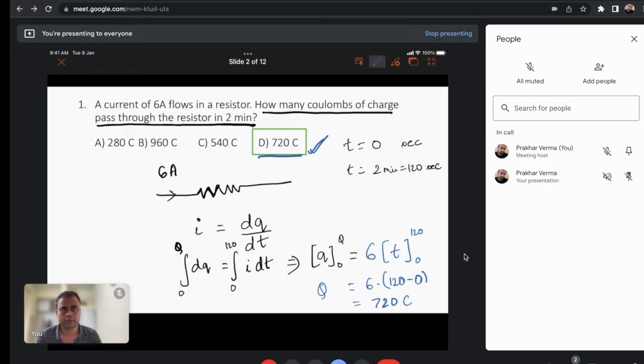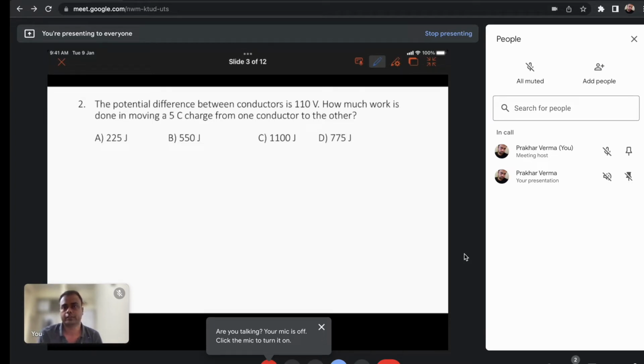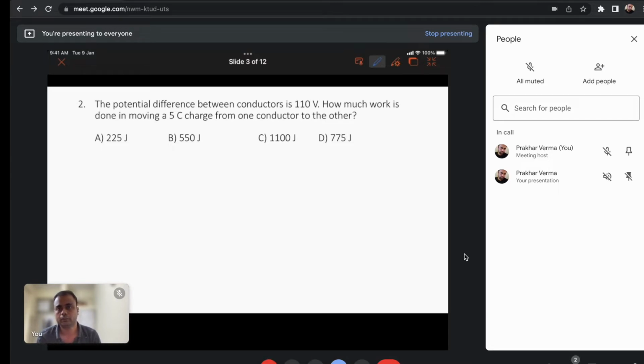Now moving to the next question, question number 2. The potential difference between conductors is 110 volt, and how much work is done in moving a 5 coulomb charge from one conductor to the other? Here there is a conductor and the potential difference across two terminals is 110 volts. How much work is done in moving a charge of 5 coulomb from one conductor to the other?